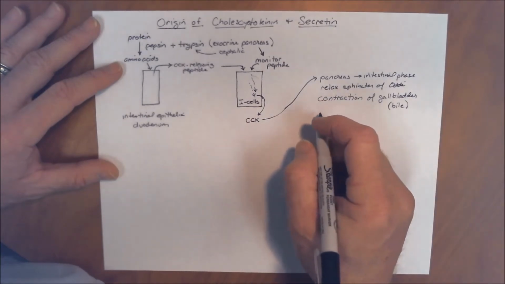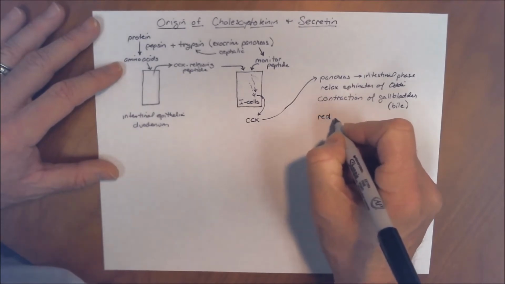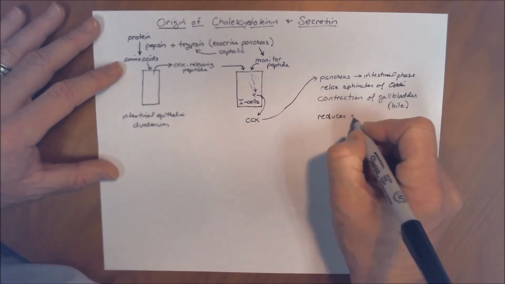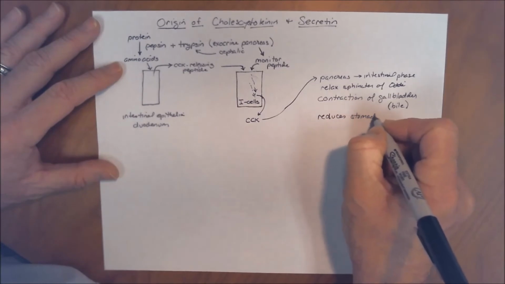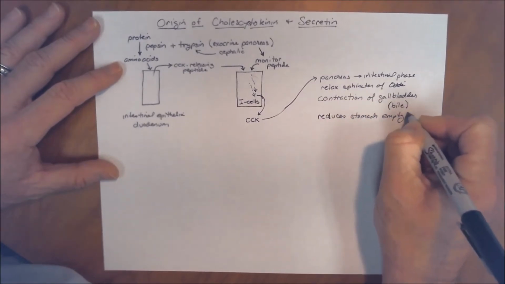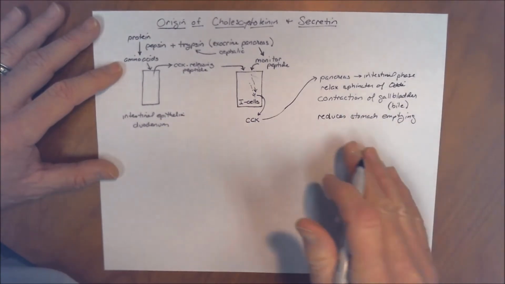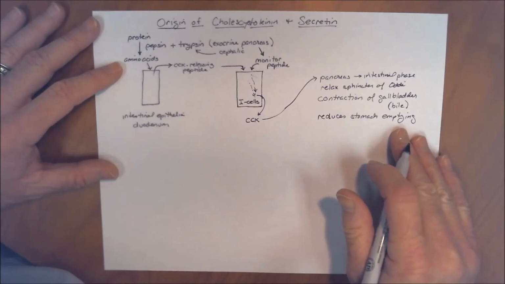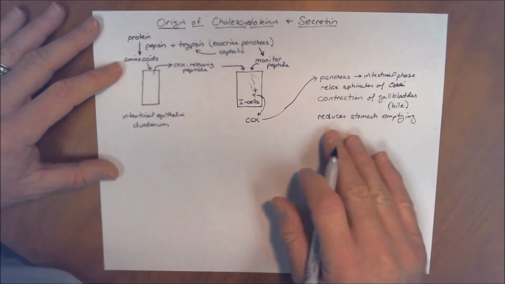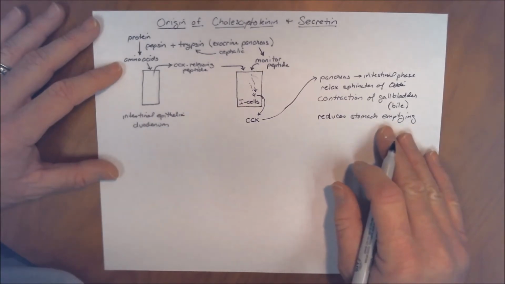And as Dr. Shuttleworth mentioned, CCK also reduces stomach emptying. And this is to control the rate of nutrient delivery into the intestine. So we slow down the stomach emptying and allow what's in the intestine to be processed for most efficiency.